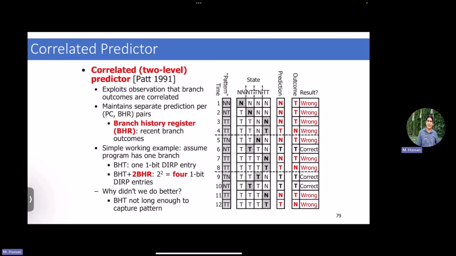Good. But let's continue with how the correlated one really works and why it turns out to be like that. So I predict it's not taken, but then the outcome is taken. Right now, this is the J1. So I update the J1, but I leave the I not taken.